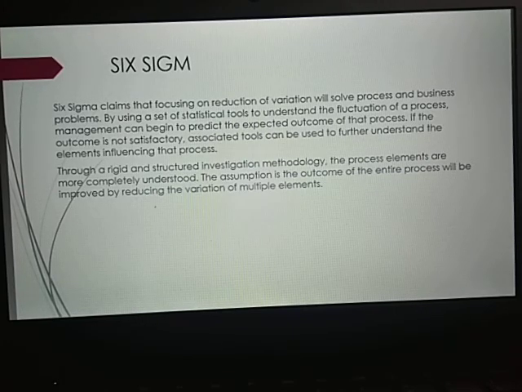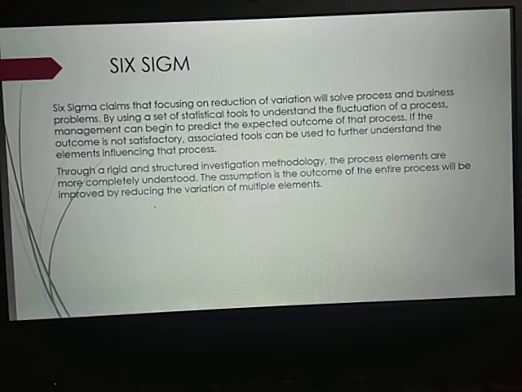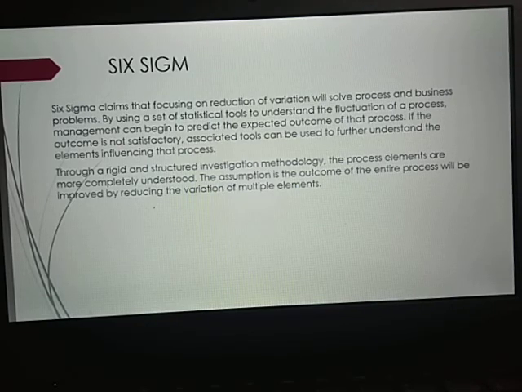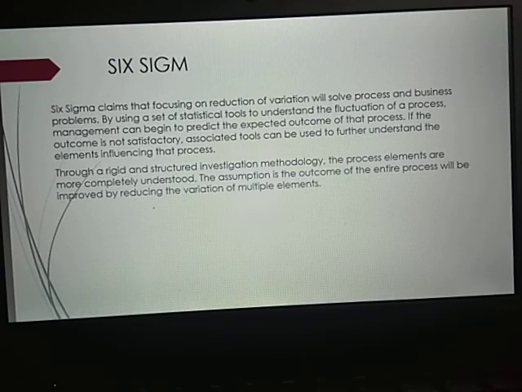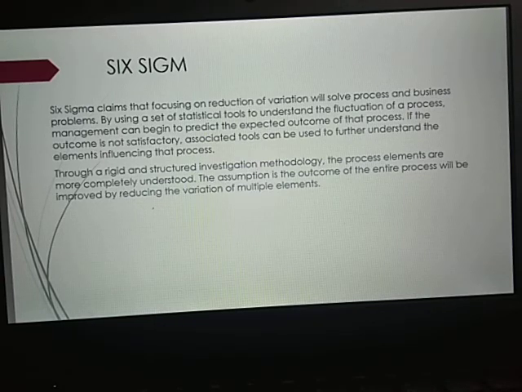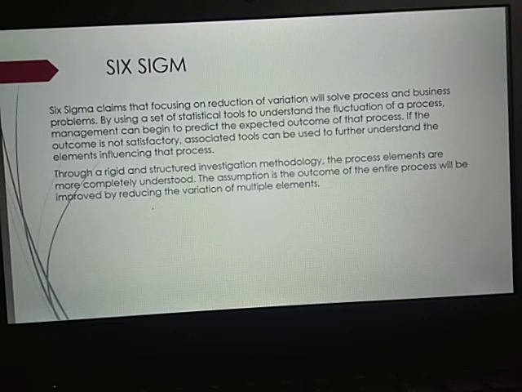If the outcome is not satisfactory, associated tools can be used to further understand the elements influencing that process. Through a rigid and structured investigation methodology, the process elements are more completely understood. The assumption is that the outcome of the entire process will be improved by reducing the variation of multiple elements.